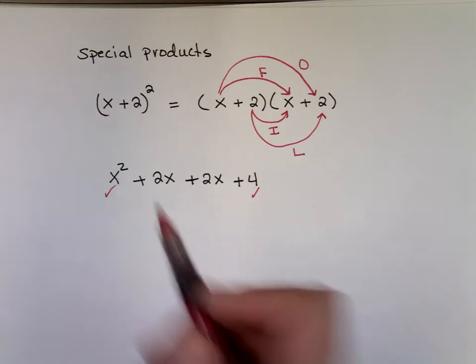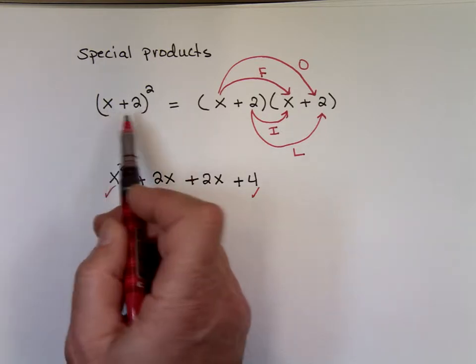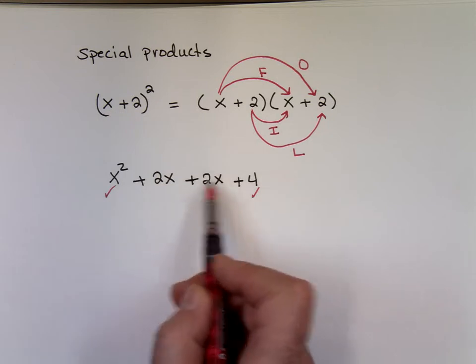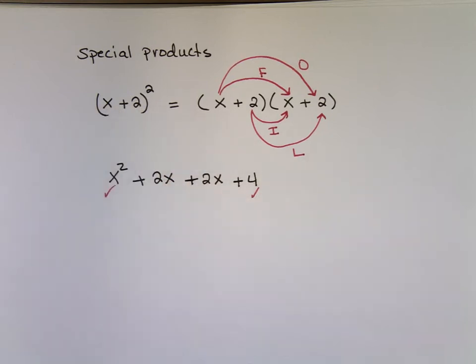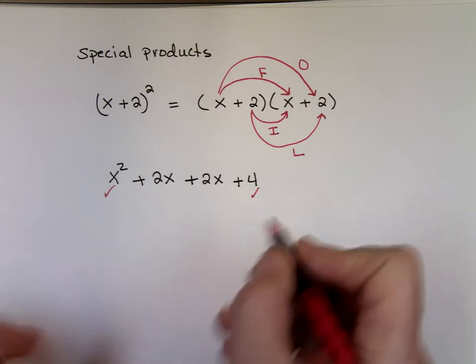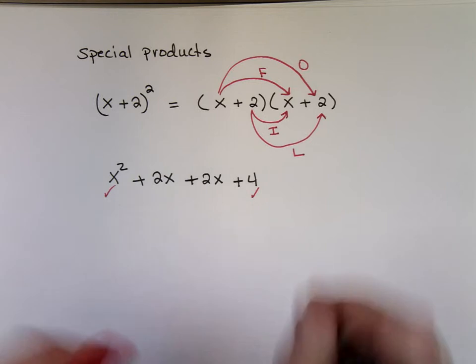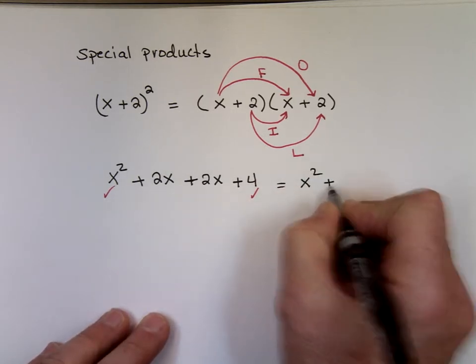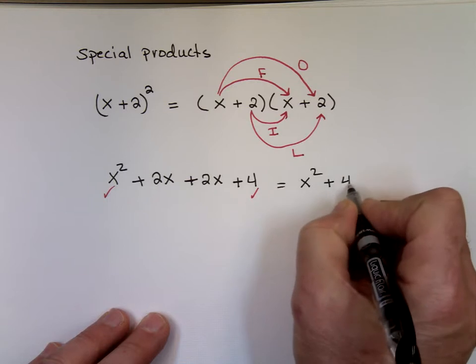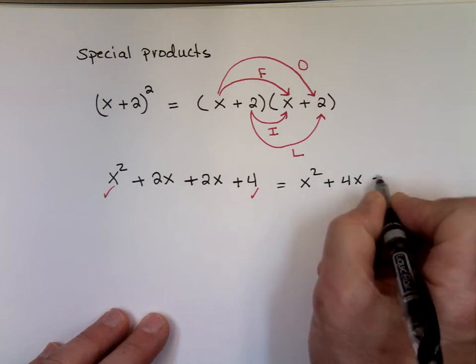It looks like you multiply this times this. Isn't that what that is? But you have how many of them? 2 sets of them. So the answer to this is x squared plus 4x, 2x plus 2x is 4x, plus 4.